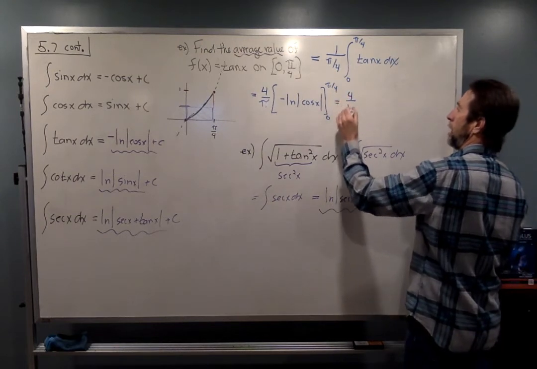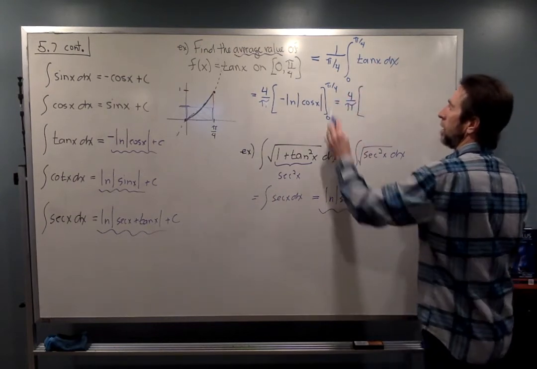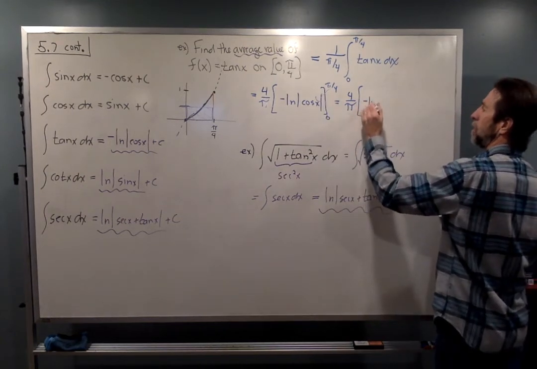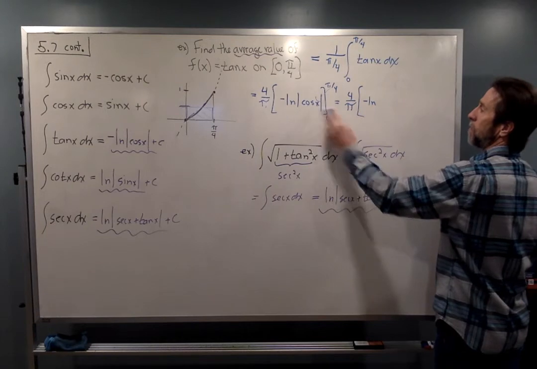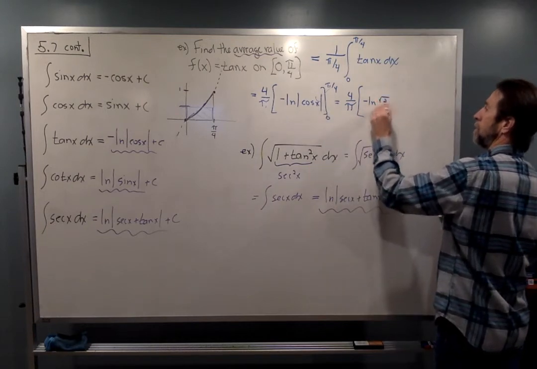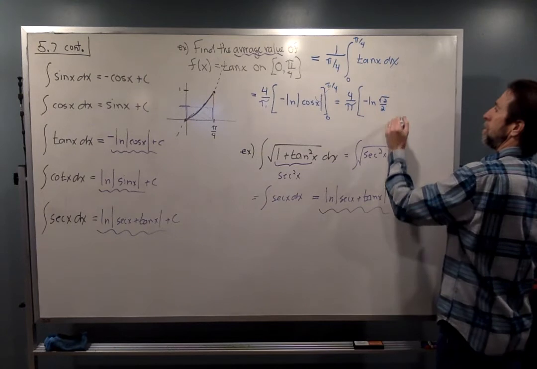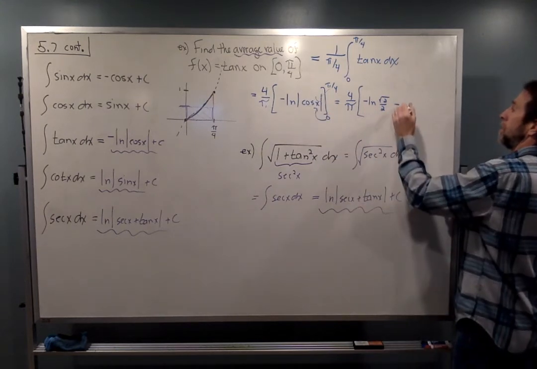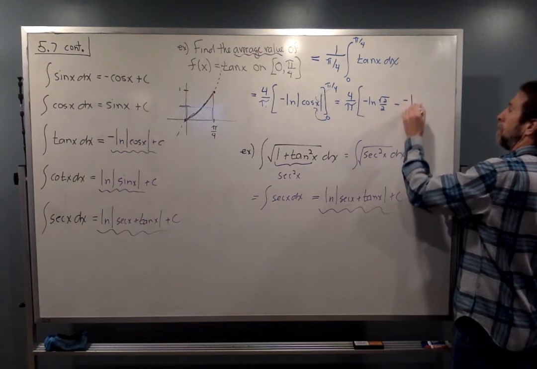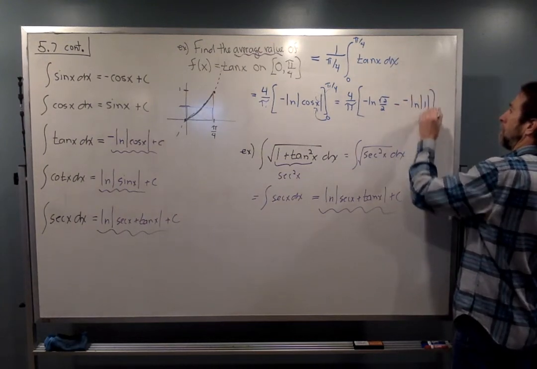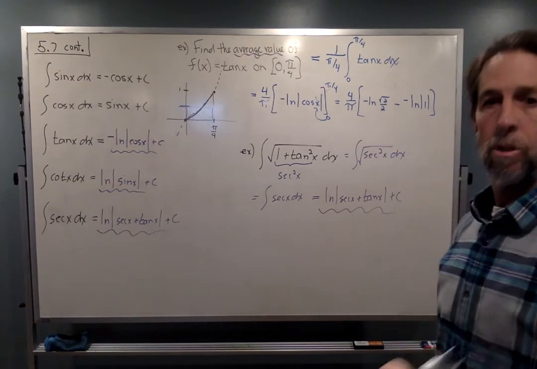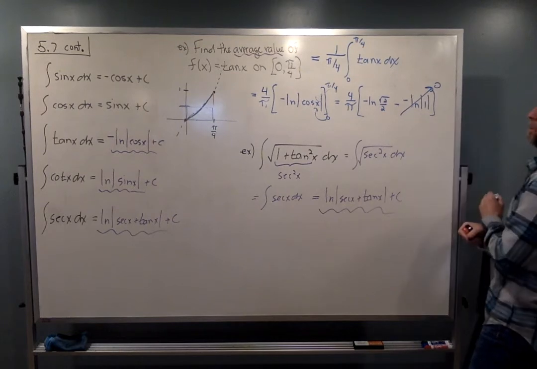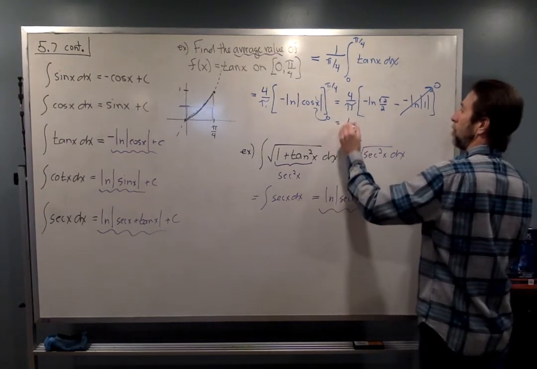So we get 4 over pi. If we put a pi over 4 into this x, we get negative log of cosine of pi over 4, which is radical 2 over 2. Minus, if we put a 0 in for x, the cosine of 0 is 1. We get negative log of 1. Well, we should know that the log of 1 is 0. So basically, we get this, 4 over pi.